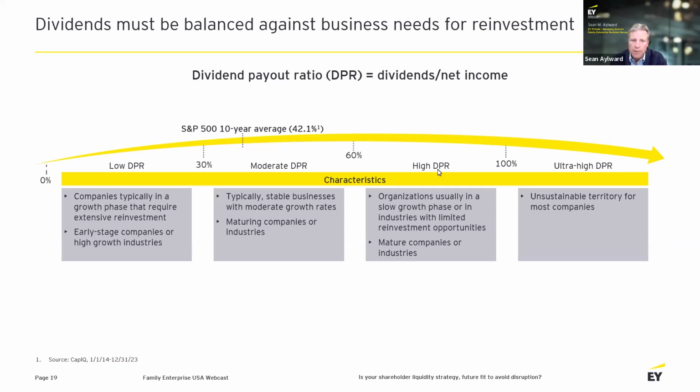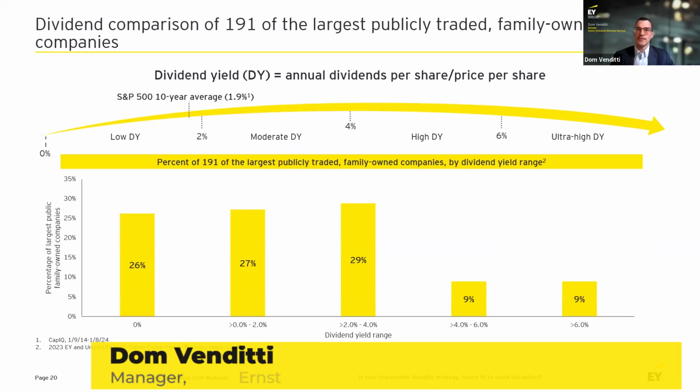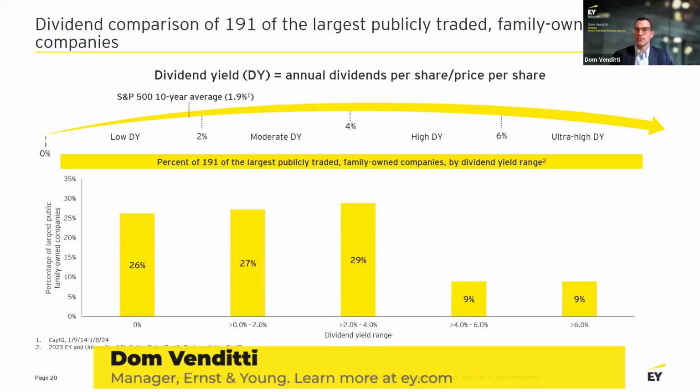So we have a second benchmark we typically use as well. Tell us about that, Tom. Sure. Second benchmark is the dividend yield, calculated as the annual dividends per share divided by price per share. Similar ranges we showed here: low, moderate, high, ultra high. So the low end being 0 to 2%, moderate 2 to 4, high 4 to 6, and ultra high anything typically greater than 6%.